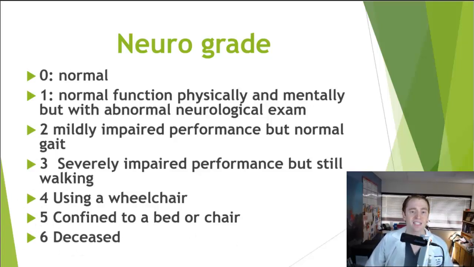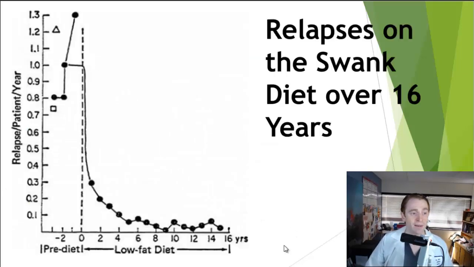And you can see this is the 16-year study of the Swank diet, and you can see on average the relapses were around 1 per year prior to starting the diet, and this dashed line is when the diet started, and they just plummet dramatically.